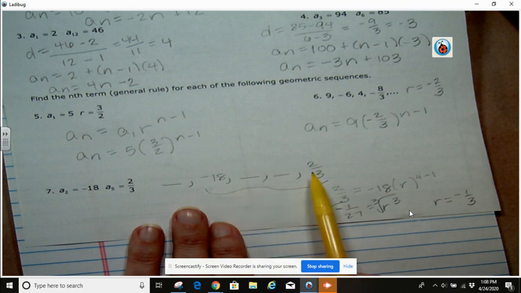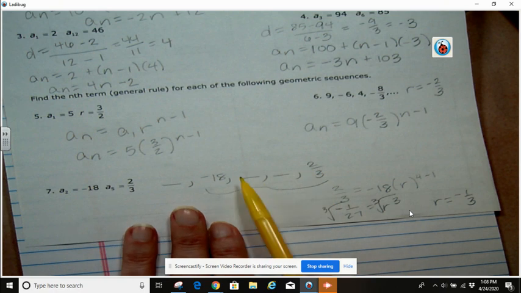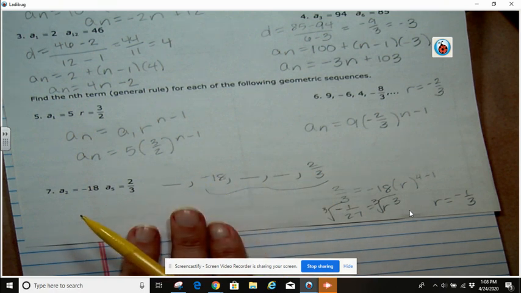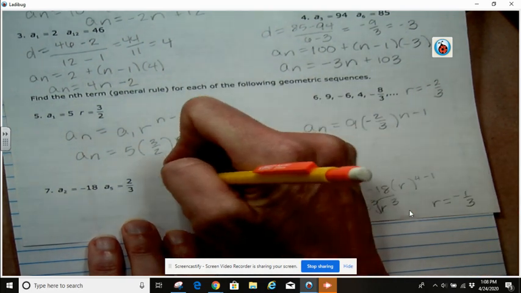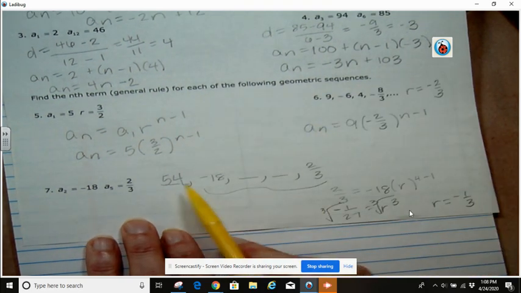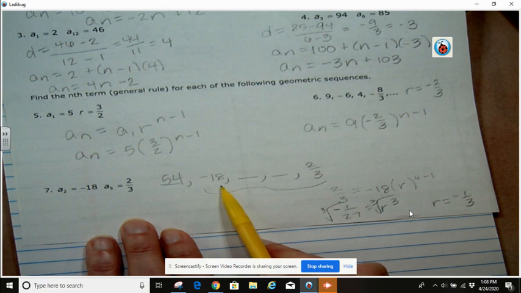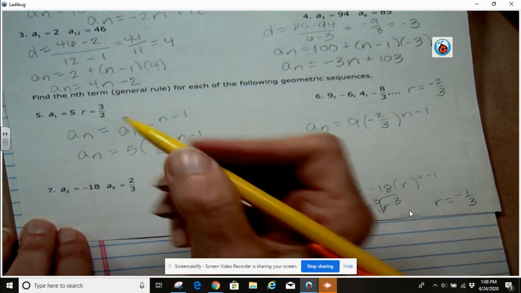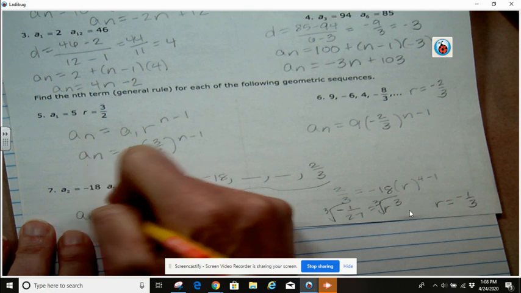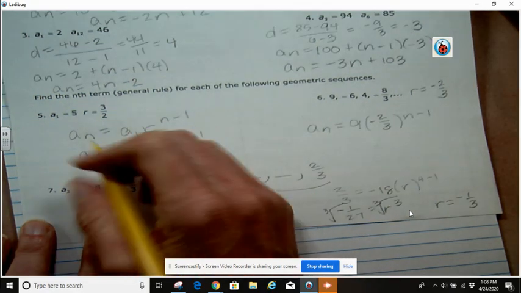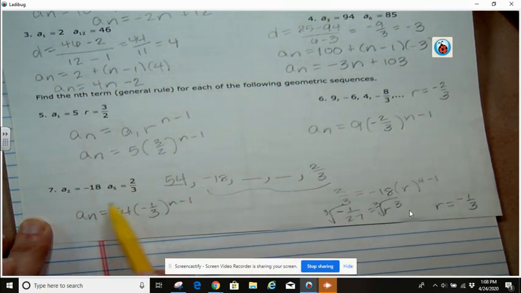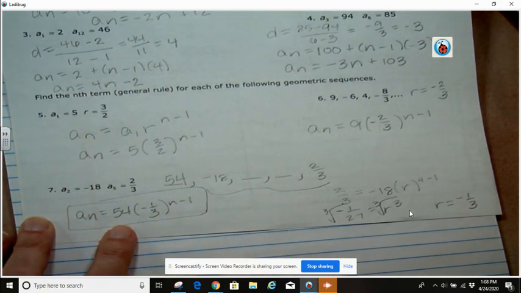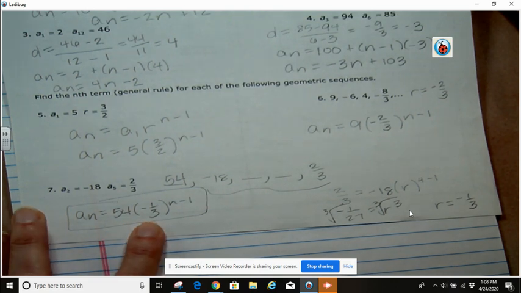To go forward into the sequence, you would multiply by negative 1/3. So to go backwards, you would divide by negative 1/3 or multiply by the reciprocal. And that would tell you that this would have to be 54. 54 times negative 1/3 is what would give you negative 18. Then I can write my general rule: a sub n equals a sub 1 times r to the n minus 1. So this is my general rule now that I found what a sub 1 and r is.